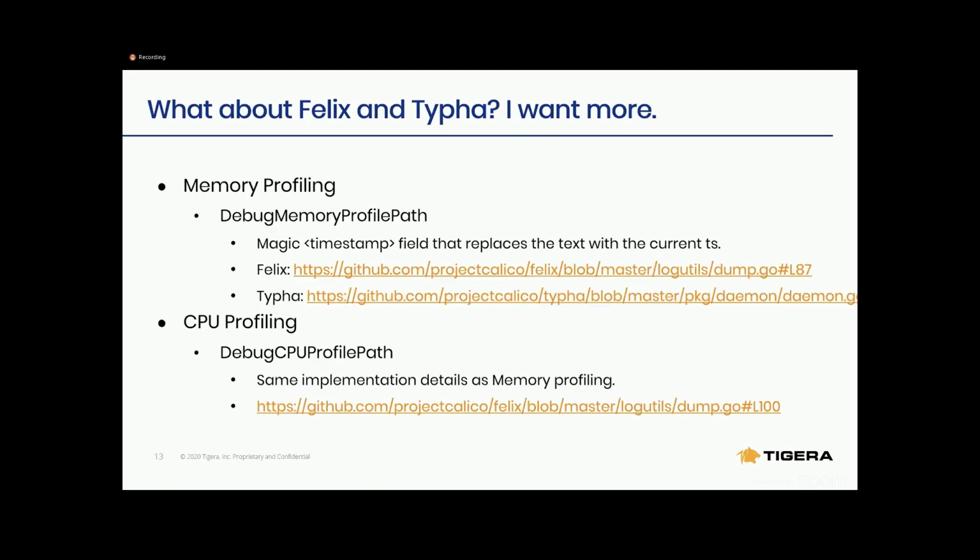So if you're troubleshooting performance issues, for instance, with Felix or Typha, we actually have instrumentation built into both Felix and Typha for memory profiling and CPU profiling. As an example, we had a customer come to us with an issue where they said, hey, we're noticing over the course of a week, Calico Node is using 10 megabytes per node of more RAM. Why is that the case?